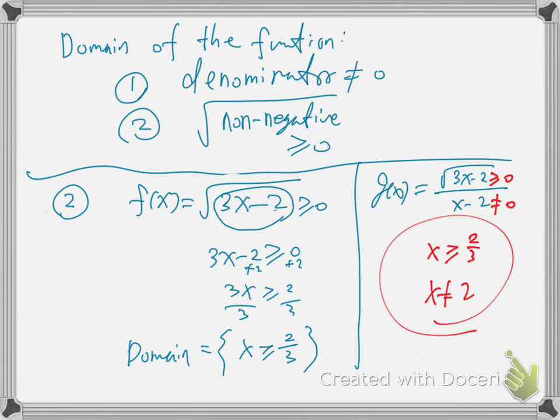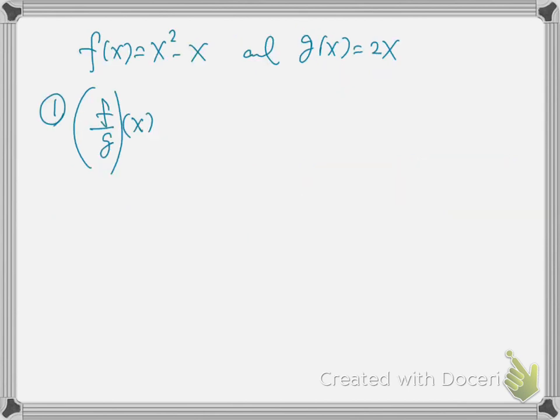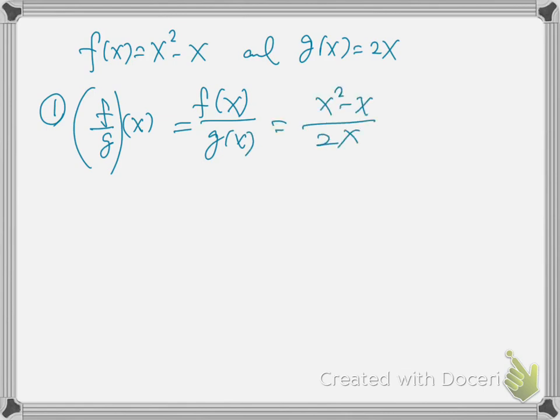So now let's look at the basic operations of functions. Okay, so you are given 2 functions. F of x is x squared minus x. G of x is 2x. So first is write down their division, right? So this is f of x over g of x. So this is x squared minus x divided by 2x. So that's a very easy one, right?